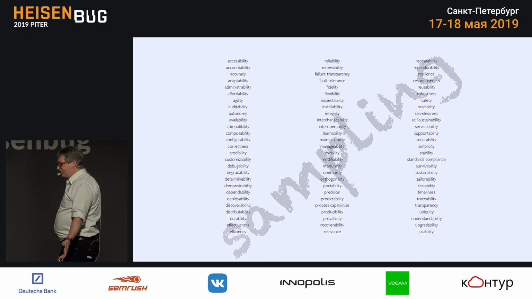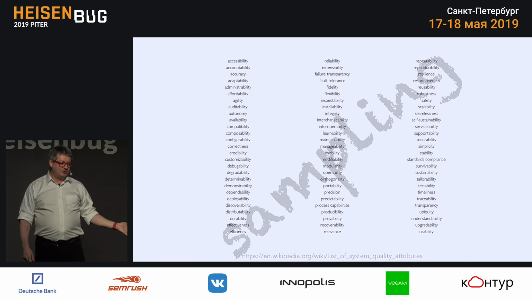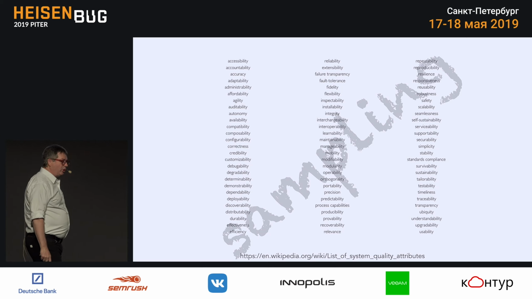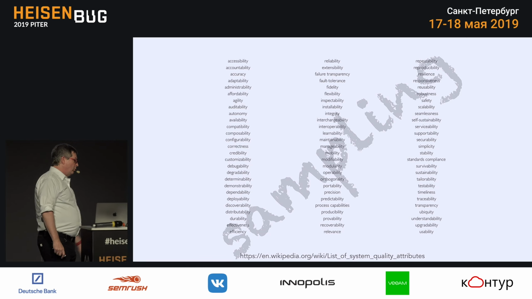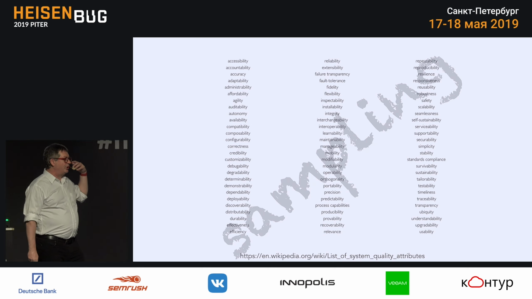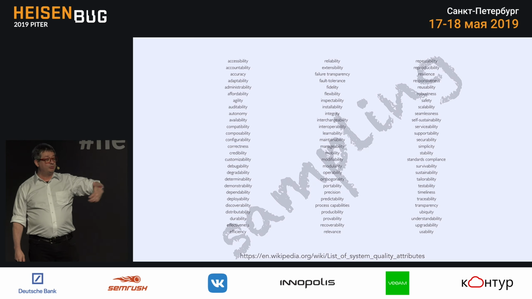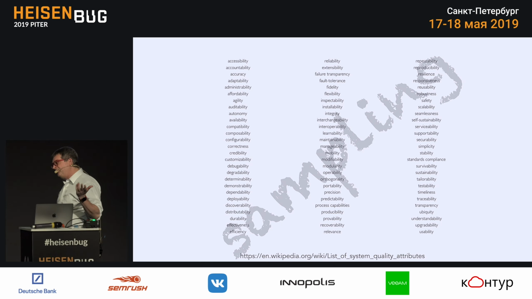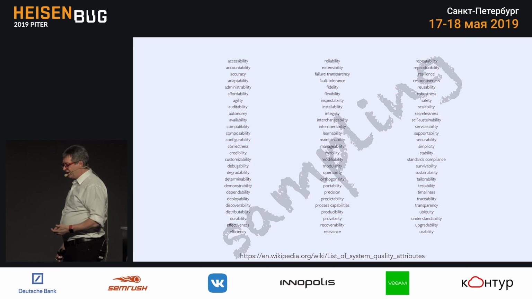Here's a partial list from Wikipedia of all the system quality attributes you can support in architecture, and people always invent new ones. And one of the problems we have is that none of these are physics terms, so every company defines their own definition of what they mean by each of these characteristics. And companies invent their own all the time.